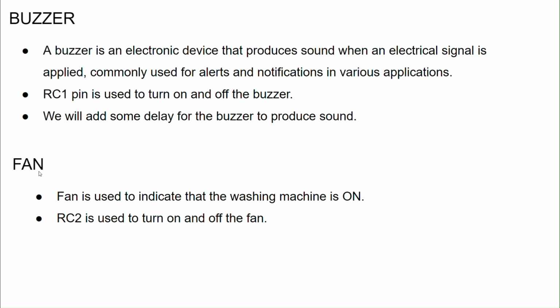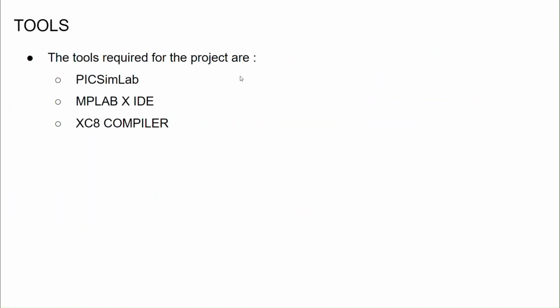Fan. The fan is used to indicate whether the washing machine is in on condition or off condition. RC2 is used to turn the fan on or off. These are the tools we used for our project during our internship. The tools are PiximLab, MPLAB X IDE, and the XC8 compiler.